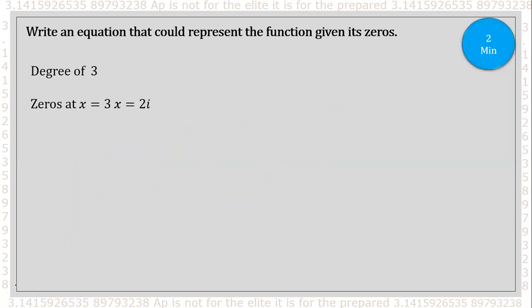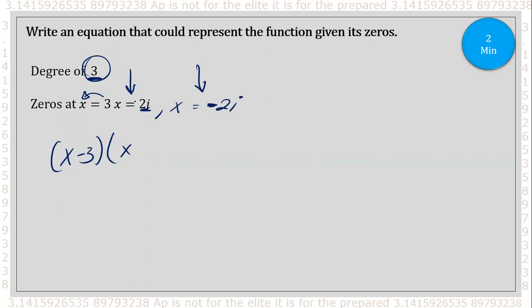Ooh, imaginaries. Go ahead and give this one a try. So degree of 3. So it's going to be x, right? If I move this to the left, it's x minus 3. And then 2i. Well, let's think about that. If it's 2i, automatically I should be thinking that, hey, this gives me x equals negative 2i, right? And those are the 3 zeros. Degree of 3 should have 3 zeros. So I move it to the left, I get x minus 2i, and I get this one, x plus 2i is my function. Okay.